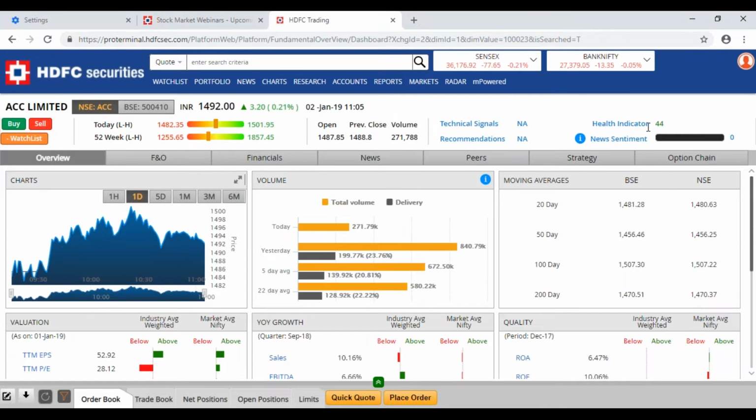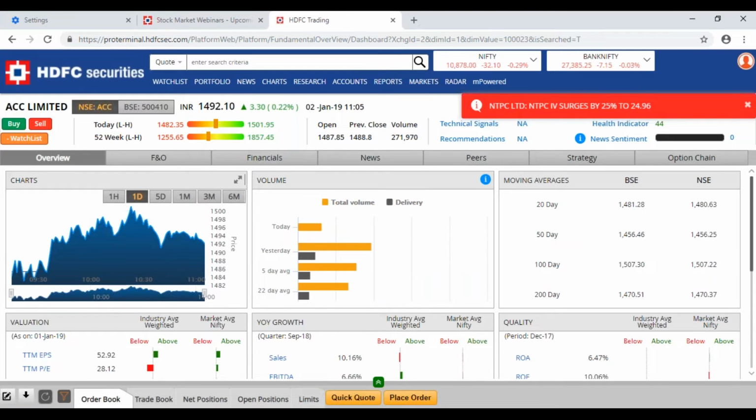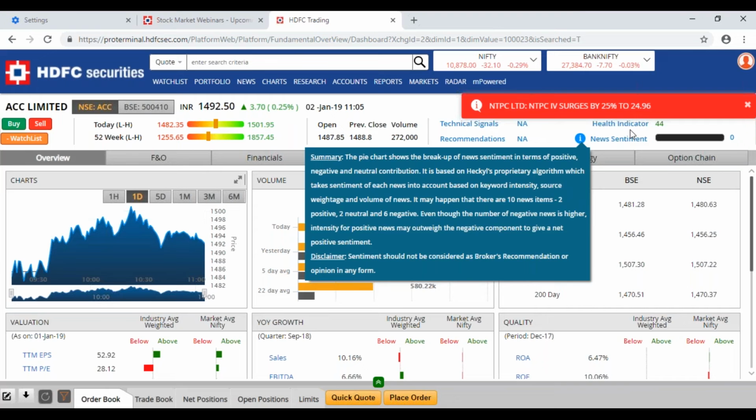With HDFC Securities research, we are limited to about 200, 250 stocks which are covered under our research. But ProTerminal gives you the health score of all the stocks. The health score has been arrived at on 25 fundamental parameters. Now, in order to see this information in detail, you need to click on financials.